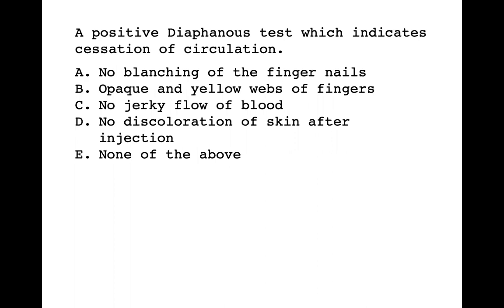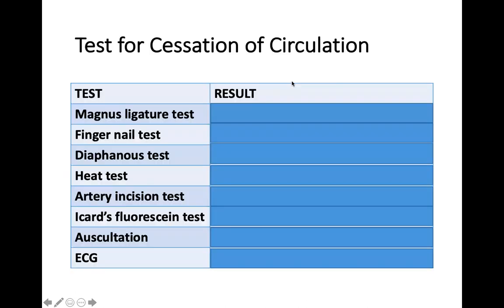So question is, a positive diaphanous test which indicates cessation of circulation. So anong positive result daw ng diaphanous test? Okay, so the correct answer here is letter B, opaque or yellow webs of fingers. So we're going to discuss one by one. Again, just like your cessation of respiration, meron tayong mga test dito na historical, no? Mga walang saysay, no?